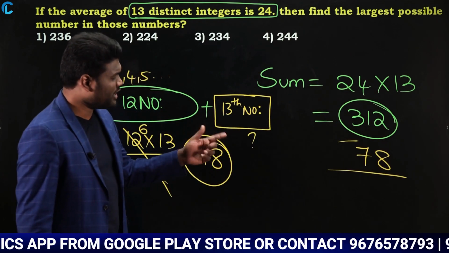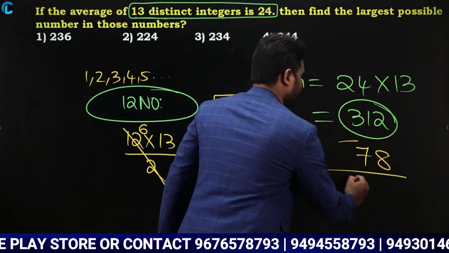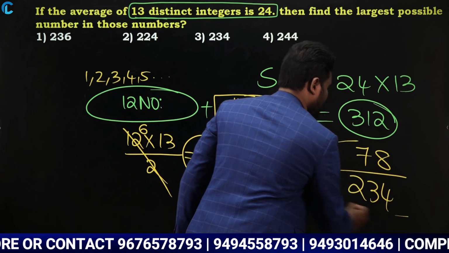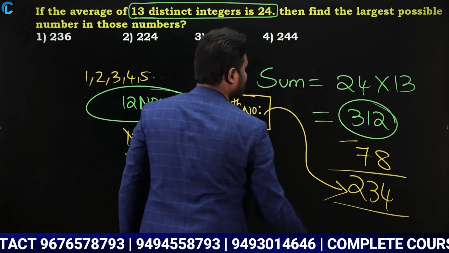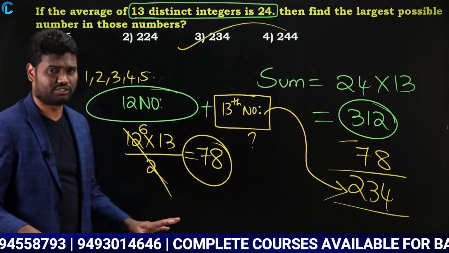78 is how much less than 100? 22 less than 100. Now this 22 plus 12, it is going to be 34, which is going to be 234. Yes or no? So we can say that 13th number is going to be 234. Very, very simple question.